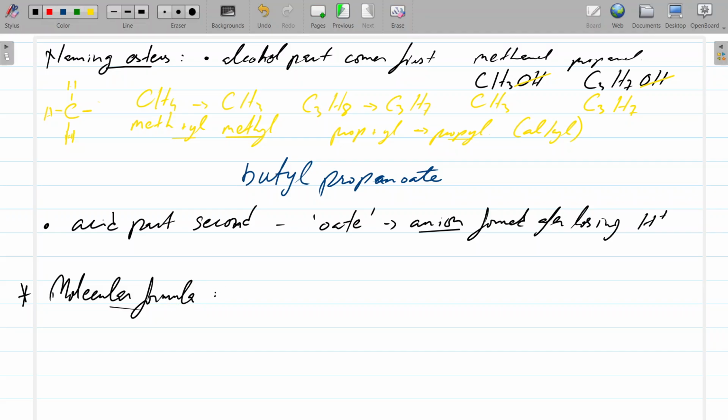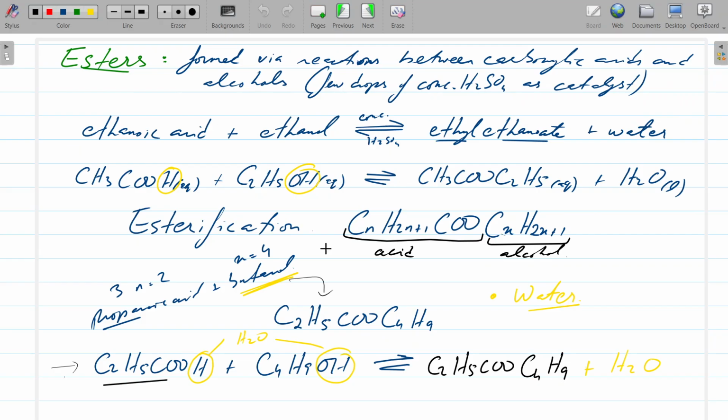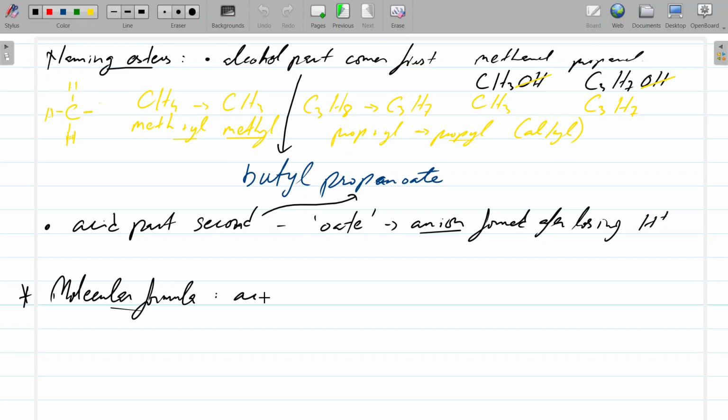In terms of molecular formula, now again, not to confuse you, when naming esters, the alcohol part comes first, the acid part comes second. Writing the molecular formula, what we can see is that we've written the acid part first and the alcohol second. So just something for you to keep in mind.